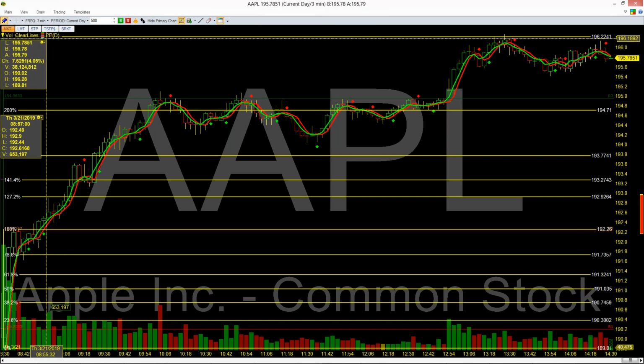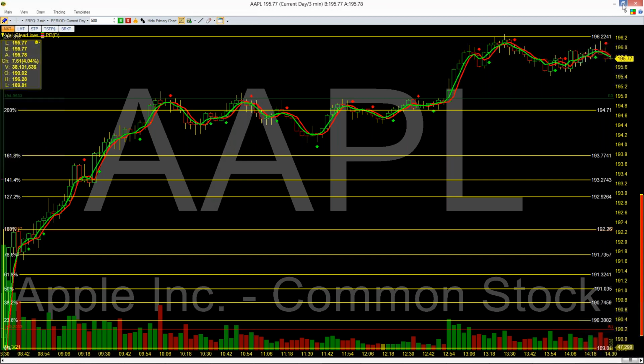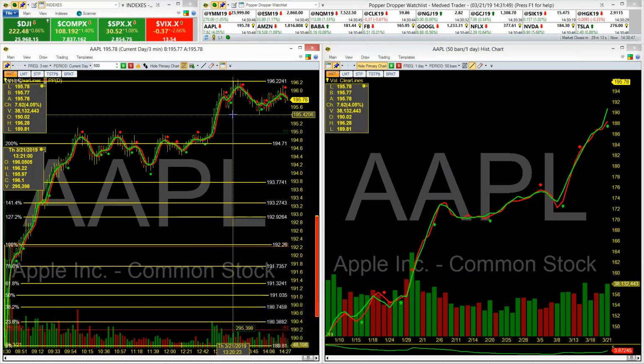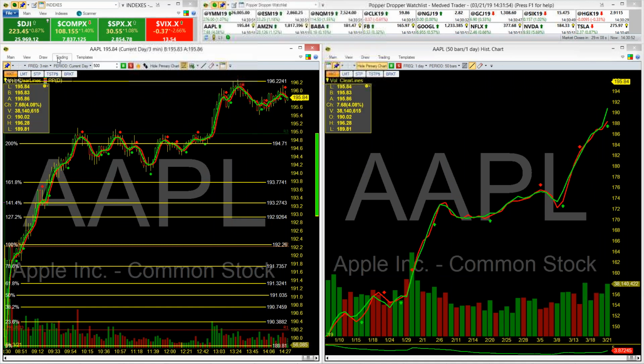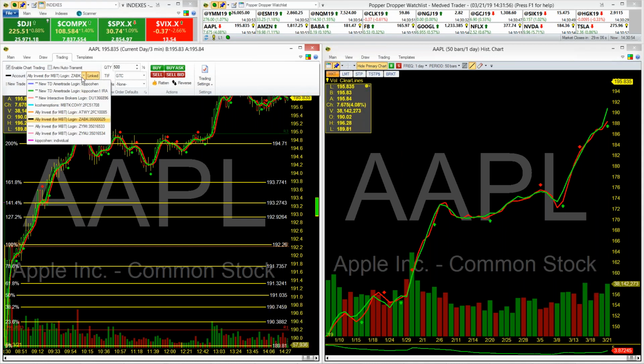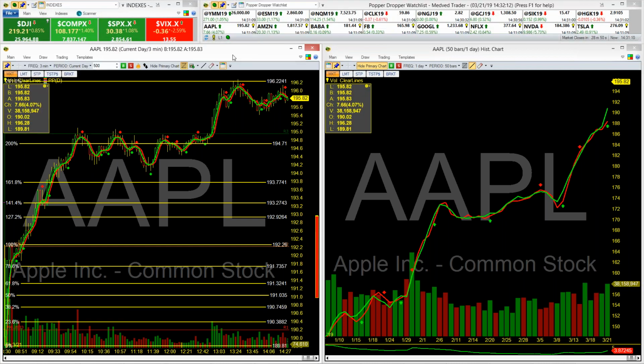So one of the other great features about the Medved platform is it does integrate with a lot of different brokers. So you can trade directly from the software into a number of different accounts, depending on who your broker is. They integrate with TD Ameritrade, with Interactive Brokers, with Ally Invest, with E-Trade, with a couple other smaller brokers. If you're in Canada, they have Questrade that they're integrated with. And it gives you the ability to actually trade directly on the chart.